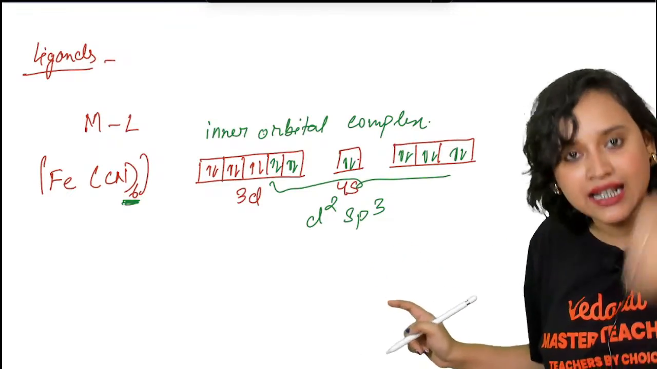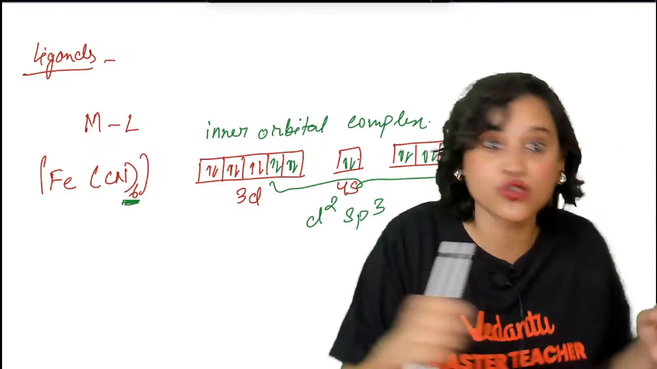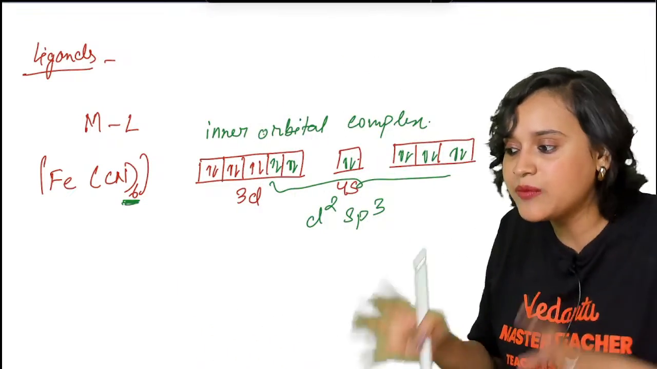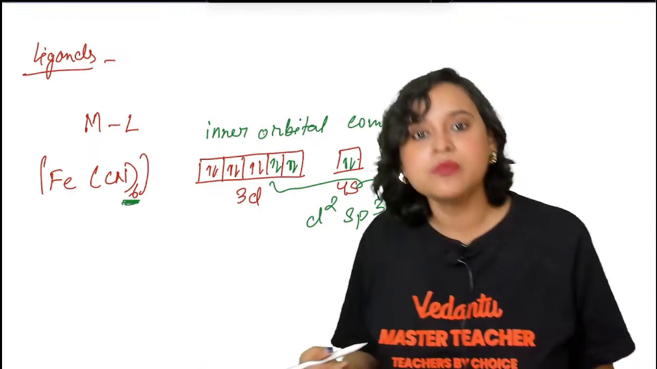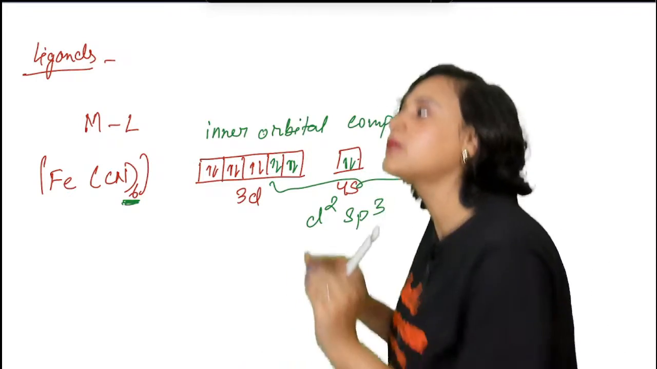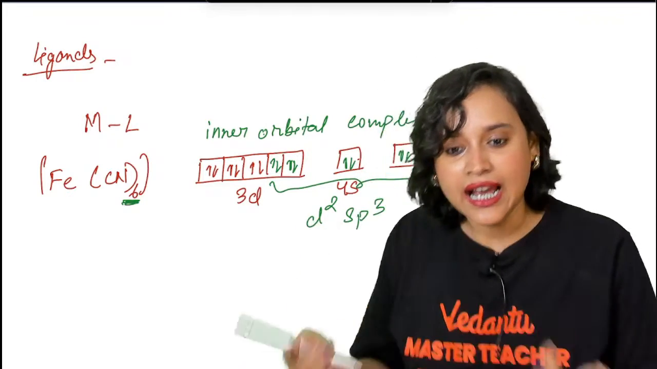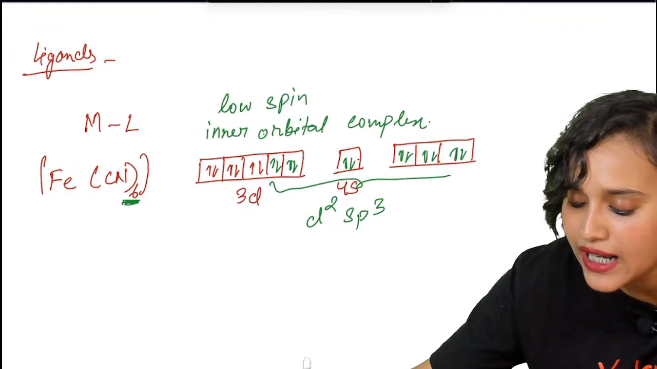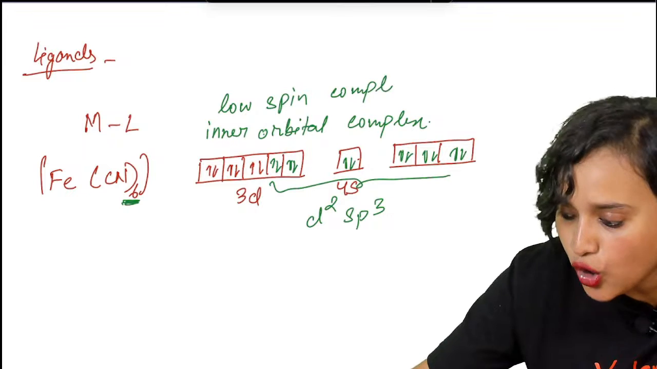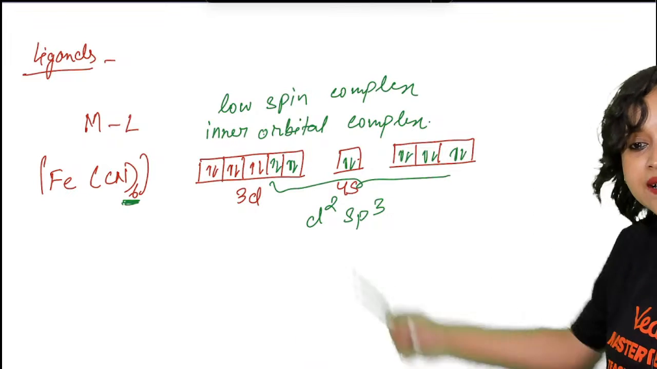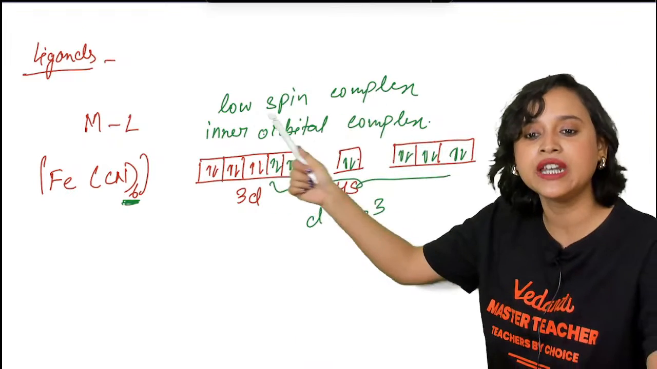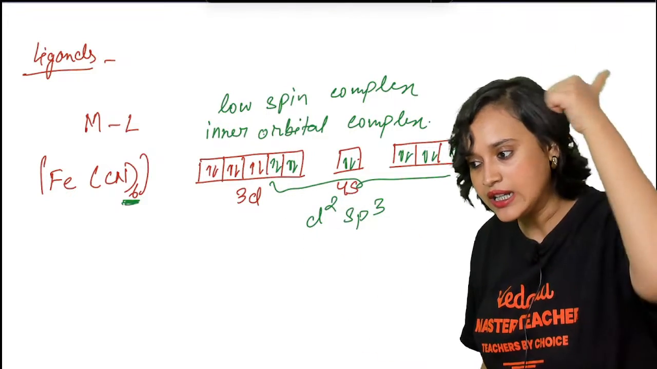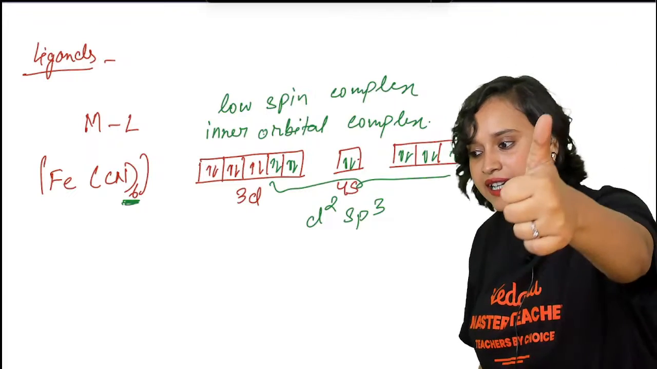Now tell me, the electrons have spin, right? The electrons want to rotate. If there are 2 electrons, that means they are fully filled. Will they be able to rotate? They will be rotating, but slowly. Hence we call it a low spin complex. Getting it? So this is a low spin inner orbital complex. Clear everybody?